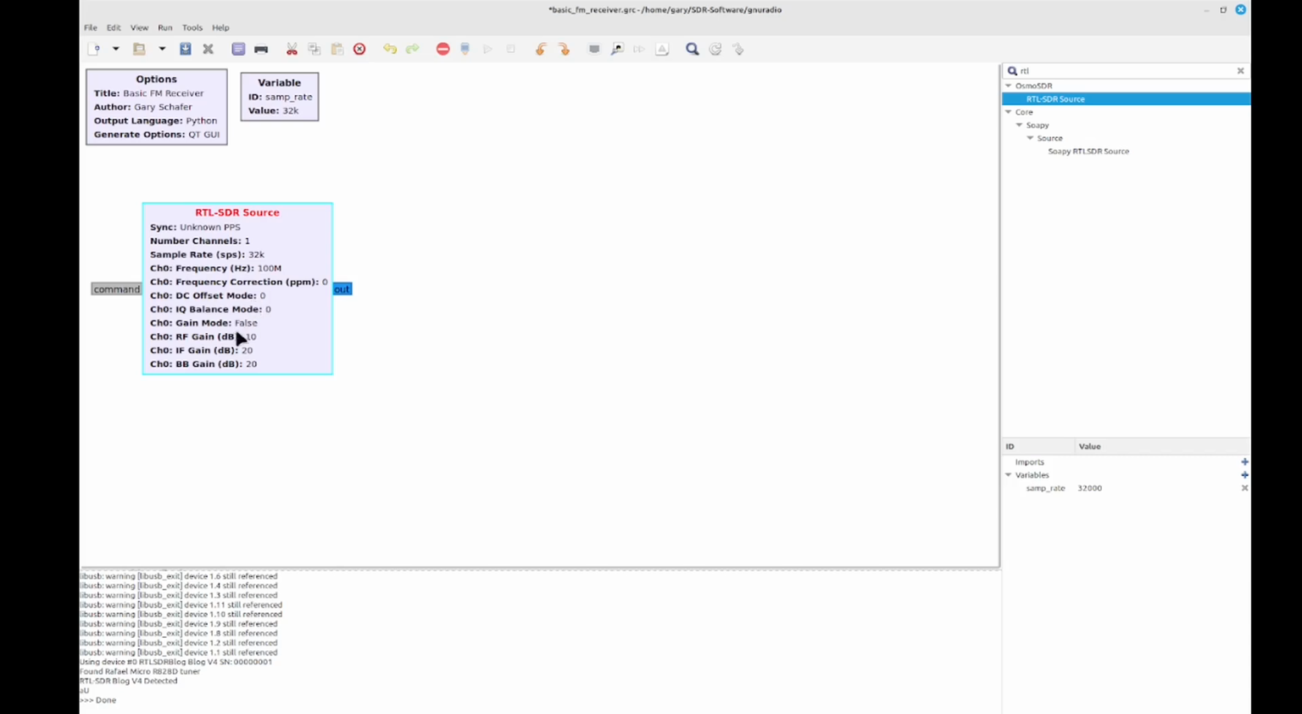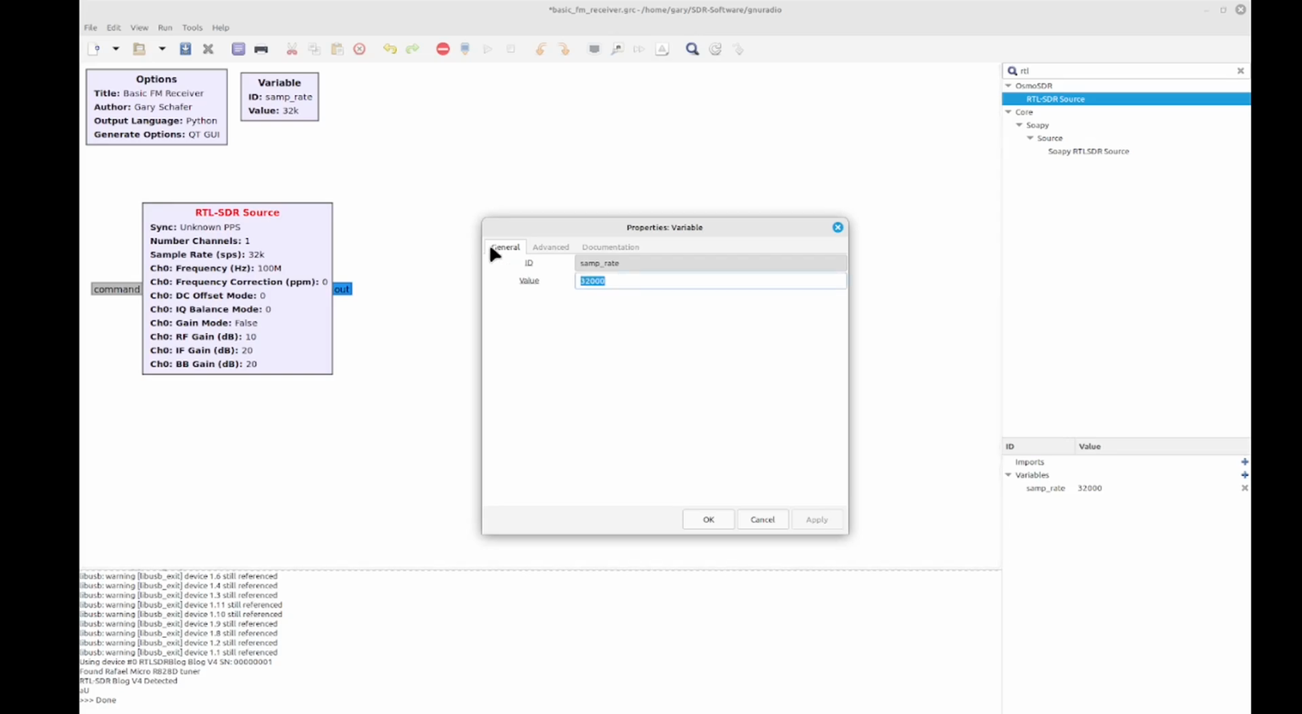So for this one, what I'm going to do is I'm going to leave it as is. However, I am going to need to change the sample rate. And the reason being is that RTL-SDRs want very specific sample rates. The max that you want to do is about 2.5 megs. I'm going to set mine to 2.4 megs. So I'm going to say 2.4, and then the E6. That means 2.4 times 10 to the 6.